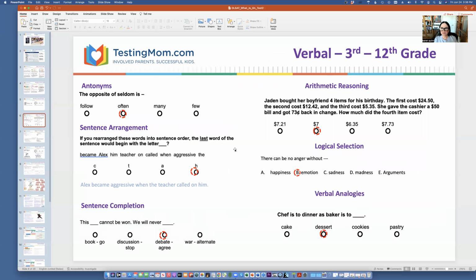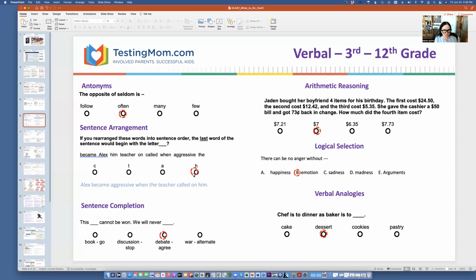All right, now let's look at some of the verbal questions for 3rd to 12th grade. We start with antonyms, which are opposites. Okay, the opposite of seldom is often. Sentence arrangement, what this is, there's a sentence, the words have been all mixed up, and the question is, if you rearrange these words into sentence order, the last word of the sentence would begin with the letter what? So we have to look at this sentence and figure out what it actually would translate to. And it is Alex became aggressive when the teacher called on him. So him is the last word and it starts with an H.